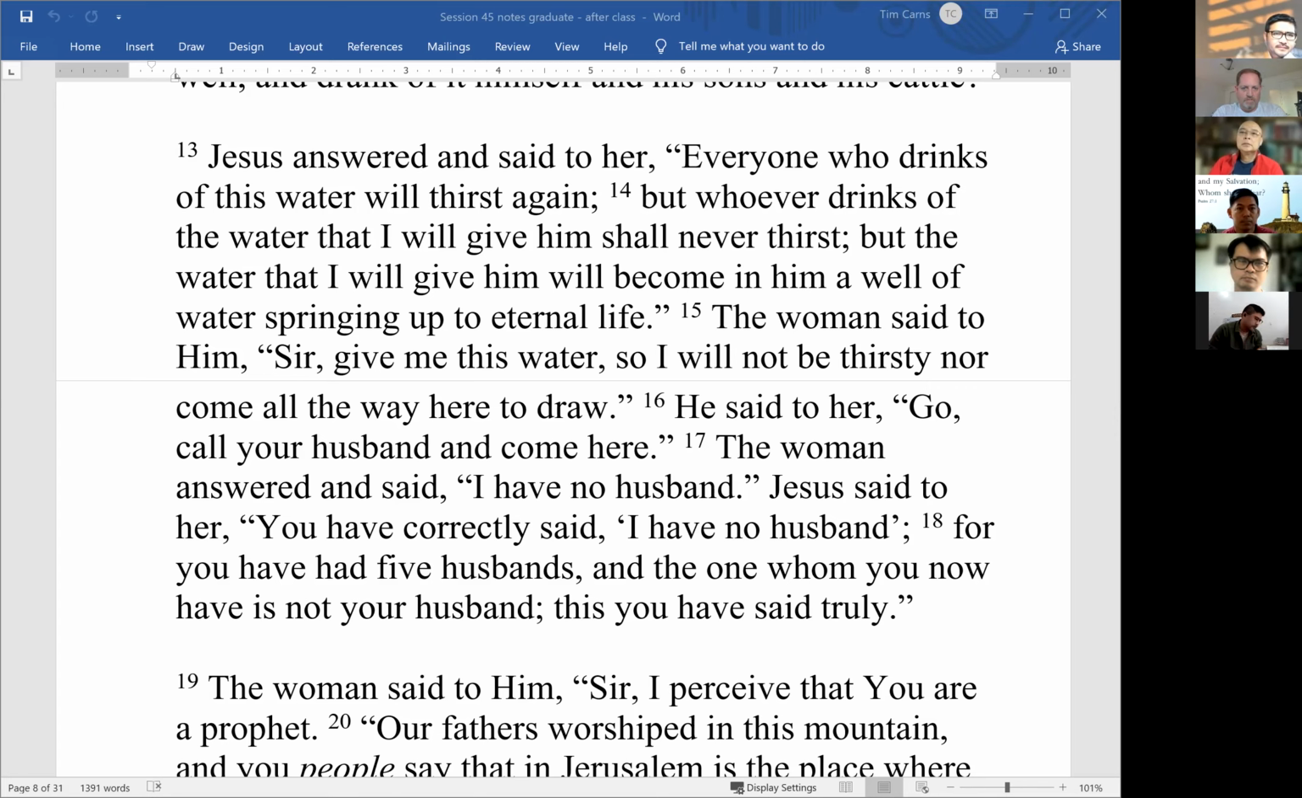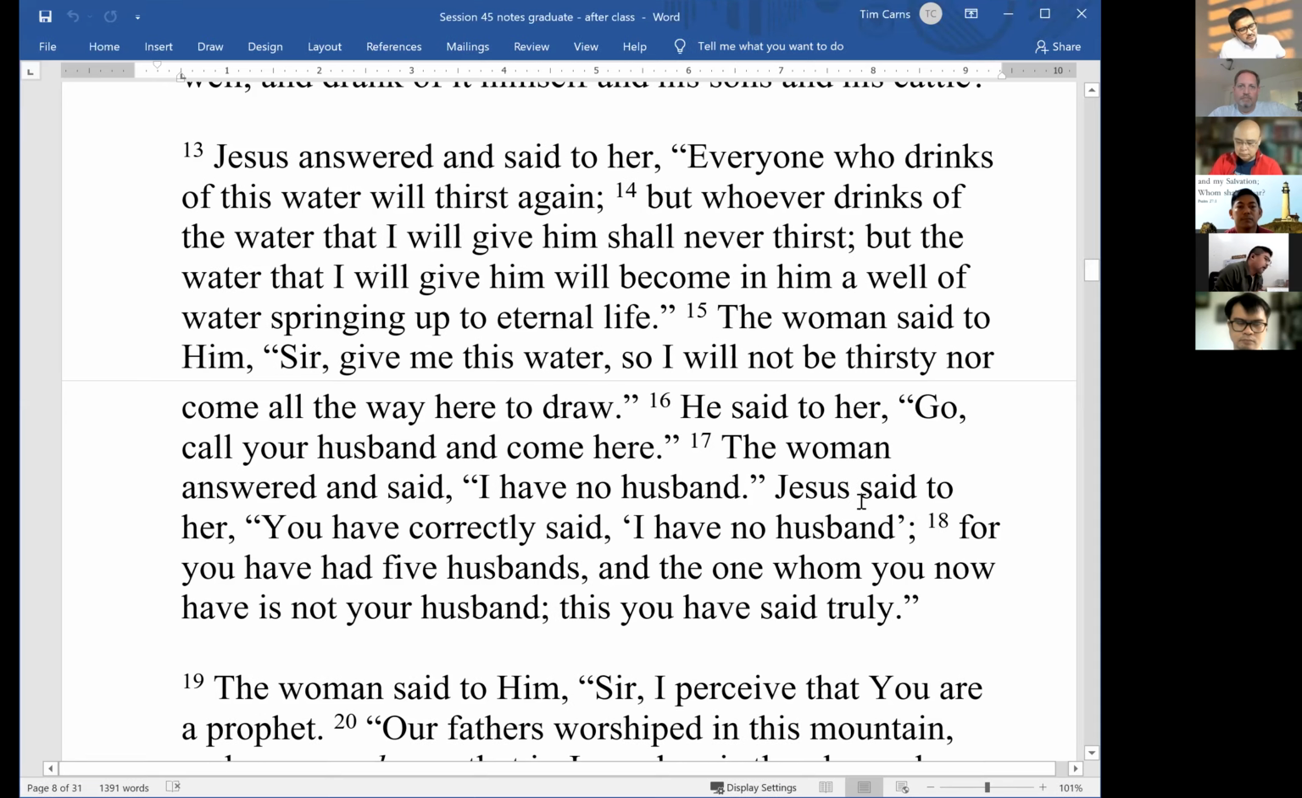Jesus answered and said to her, "Everyone who drinks of this water will thirst again, but whoever drinks of the water that I will give him shall never thirst, but the water that I will give him will become in him a well of water springing up to eternal life." The woman said to him, "Sir, give me this water, so I will not be thirsty, nor come all the way here to draw." He said to her, "Go call your husband and come here." The woman answered and said, "I have no husband." Jesus said to her, "You have correctly said, 'I have no husband,' for you have had 5 husbands, and the one whom you now have is not your husband. This you have said truly."